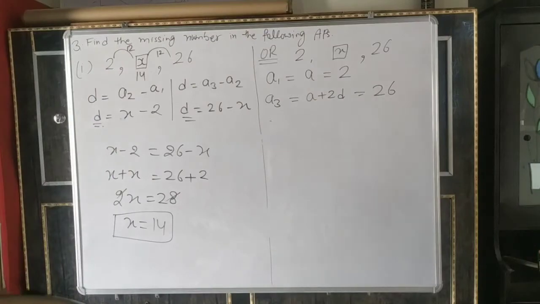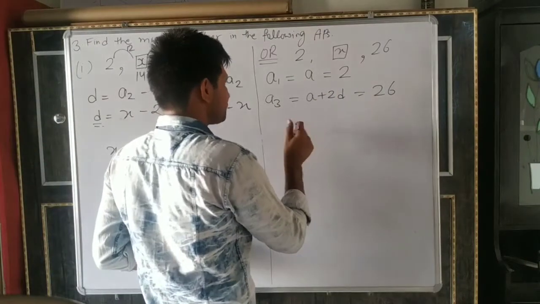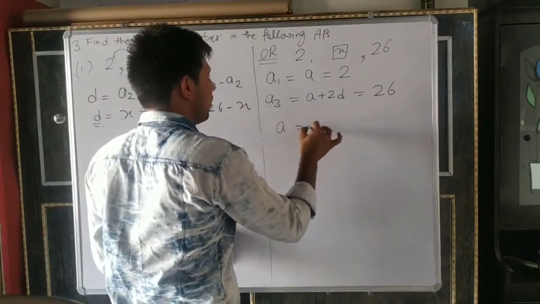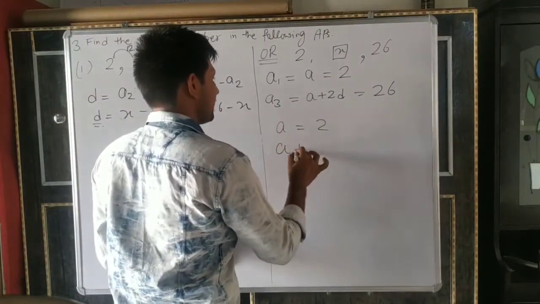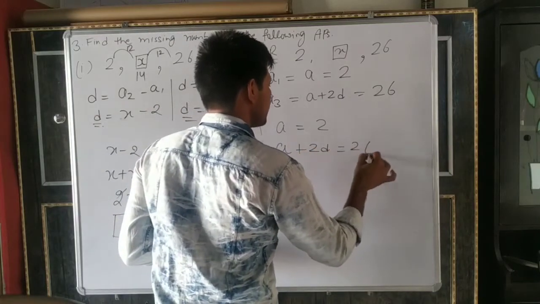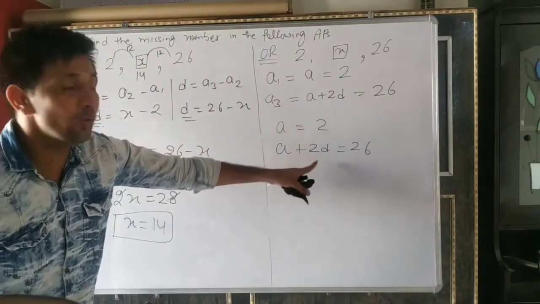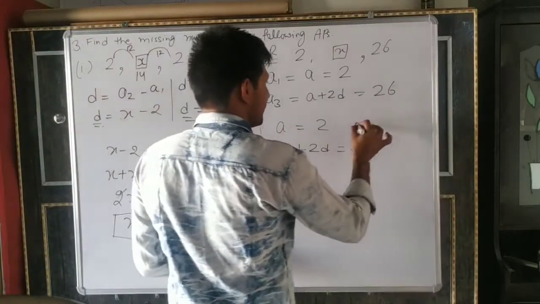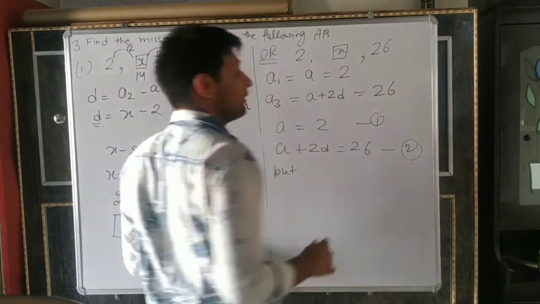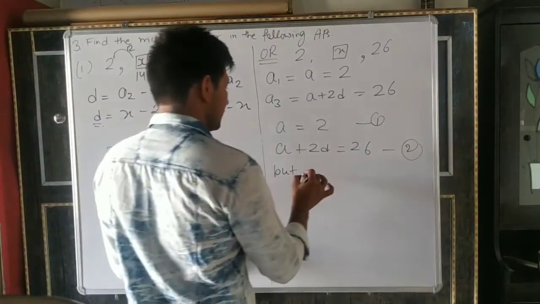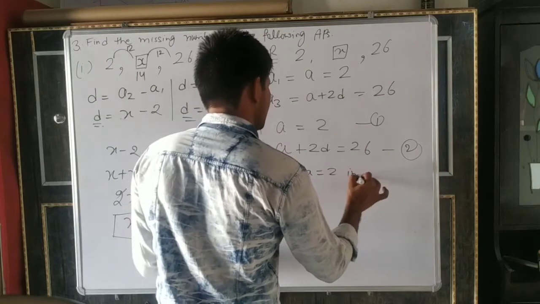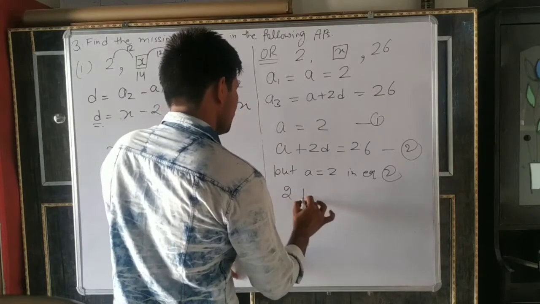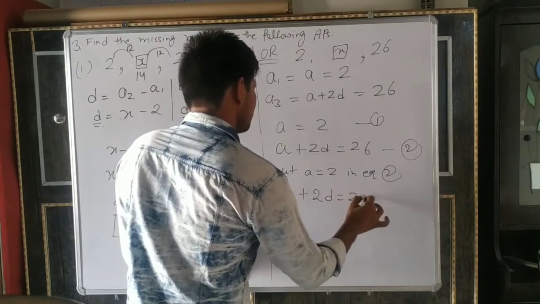Look at a3 here. Everyone knows a equals 2, and the second is a plus 2d equals 26. This becomes two equations; we always make two equations. Put a equal to 2 in equation 2, because we know the value of a is 2. So it is 2 plus 2d equals 26.